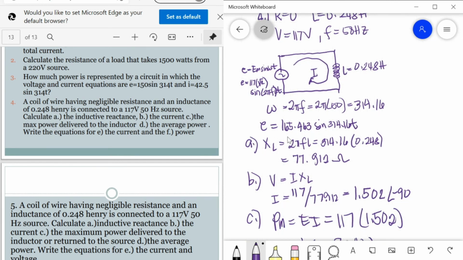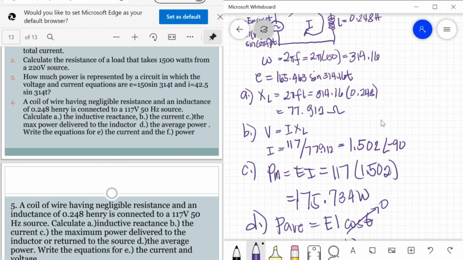So the value now of our instantaneous voltage equation is 165.463, so 117 times the square root of 2, sine of 314.16t. Letter A, XL, the inductive reactance, is equal to 2 pi fL. So that is 314.16 times 0.248, and you have 77.912 ohms.